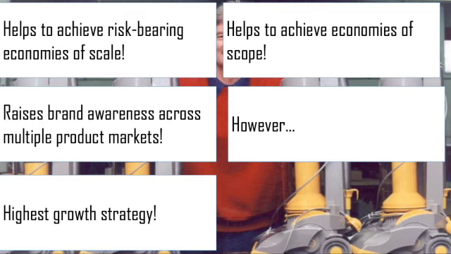And not only does it help to achieve economies of scale, but also scope. Again, think how Dyson has been able to use existing R&D to develop new products. How they've been able to use existing capital to produce not just the vacuum cleaner, but also the fan. And again, making efficient use of their resources.